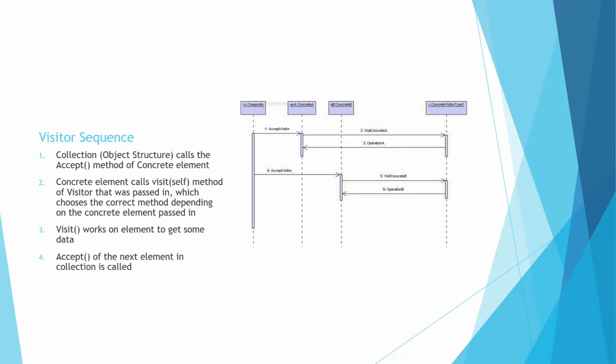So the flow for a visitor is you're going to have a collection or object structure call the accept method of the concrete element. In this case, we have a composite. This is representative of what you'll be seeing in our demo. Then the concrete element actually calls visit on the visitor that is visiting it.